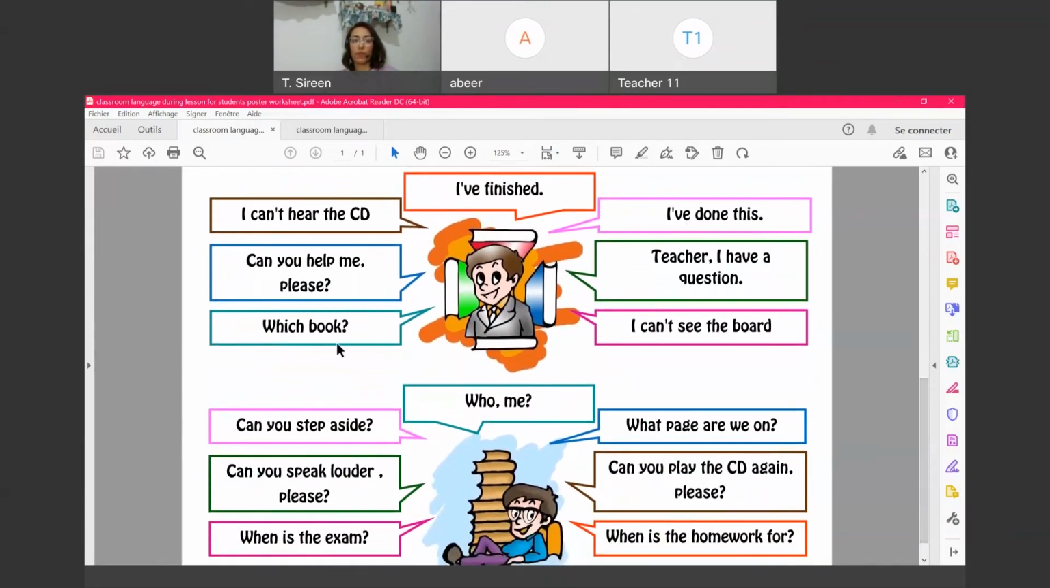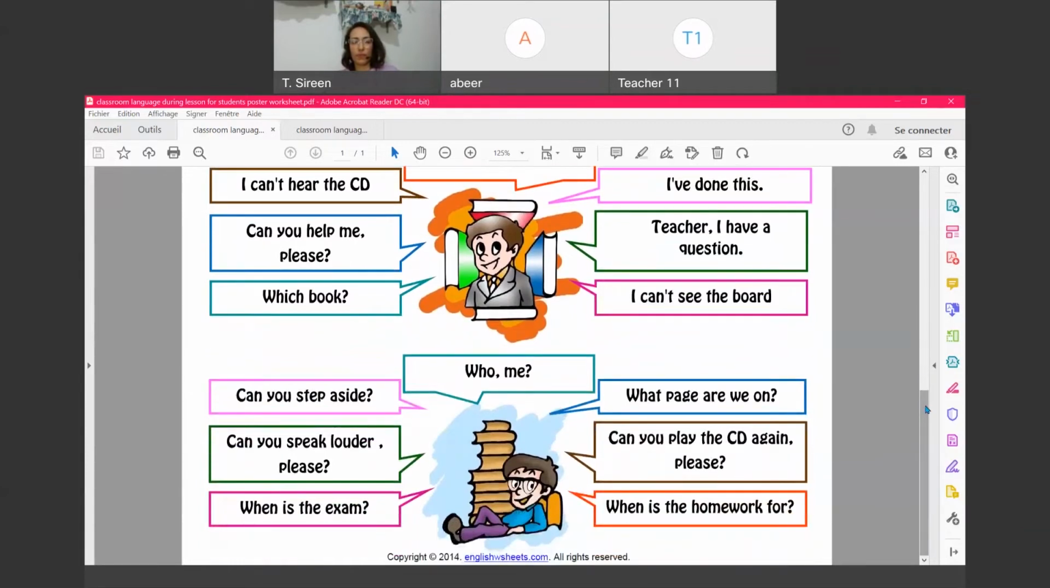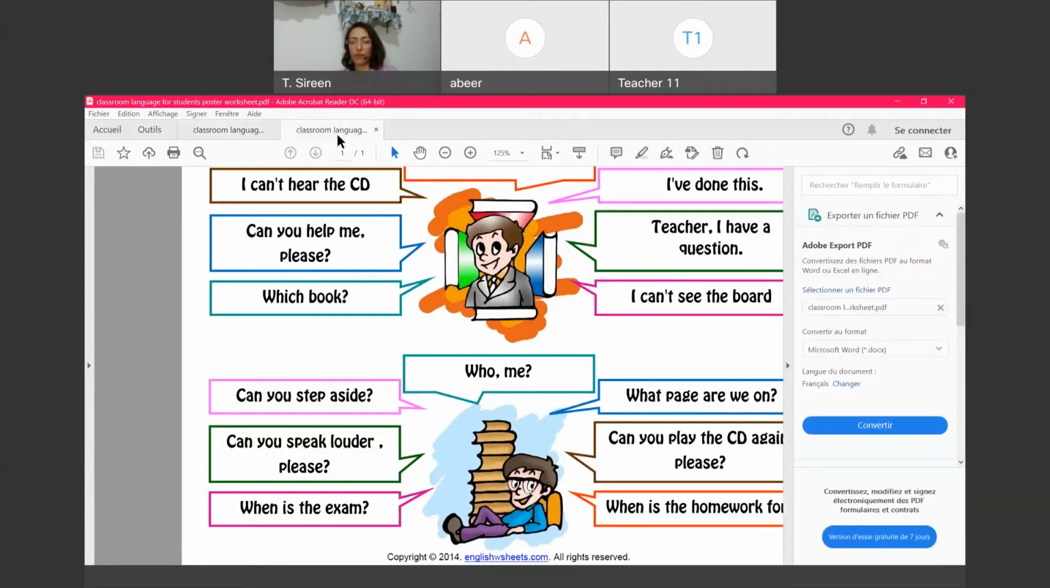Teacher, I have a question. Which book? I can't see the board. Can you step aside? Can you speak louder, please? When is the exam? What page are we on? Can you play the CD again, please? When is the homework for? Do you like these sentences? Yes. Okay, great.